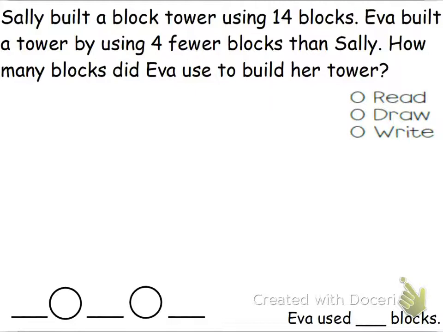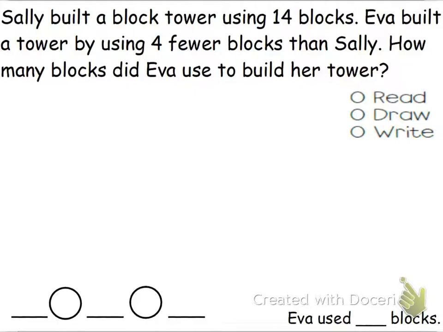All right, guys. Now, let's talk about what's going on here. Sally had 14 blocks. She built a tower using 14 blocks. Eva built a tower using 4 fewer blocks than Sally, so 4 fewer than 14. We have to figure out how many blocks Eva had to use.